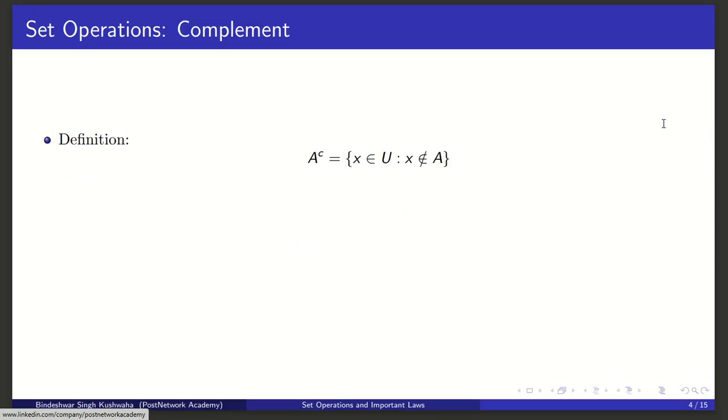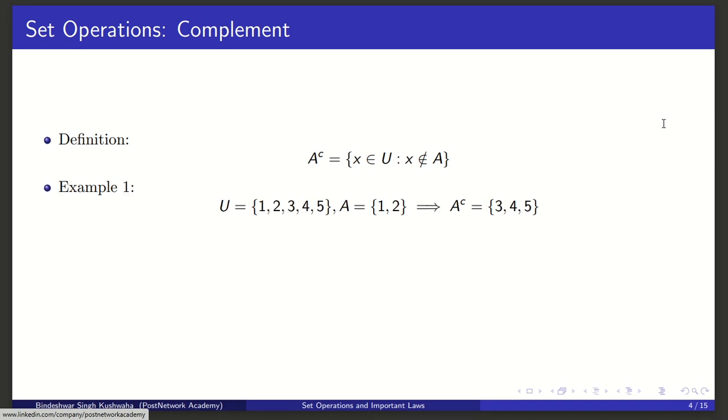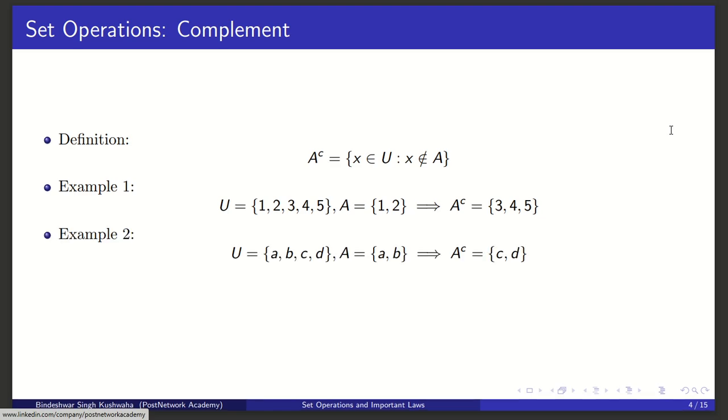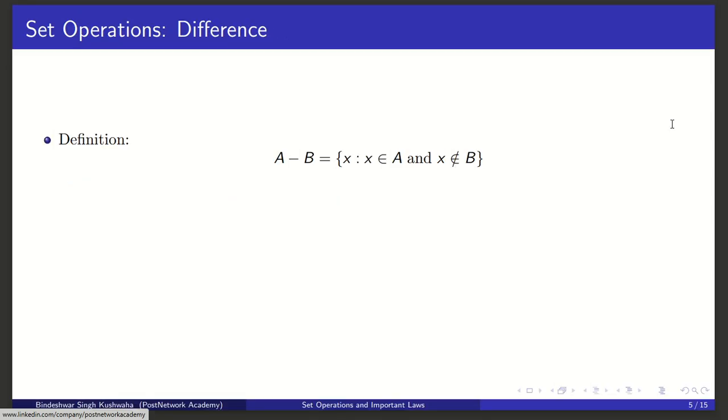Next set operation is the complement, that means x belongs to U such that x does not belong to A. Here, if U is the universal set and A is {1, 2}, the complement is denoted by A raised to c, so A complement is {3, 4, 5}. Another example, the universal set is {a, b, c, d} and A is {a, b}, so the complement of A would be {c, d}.